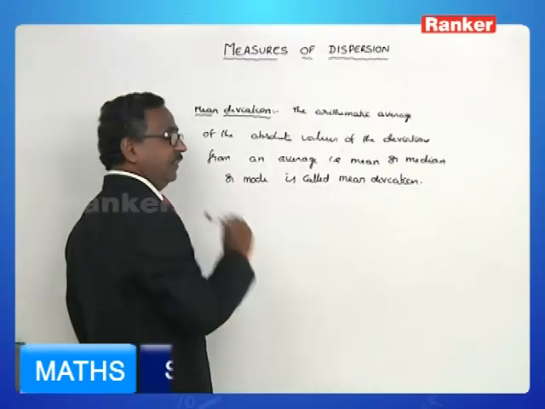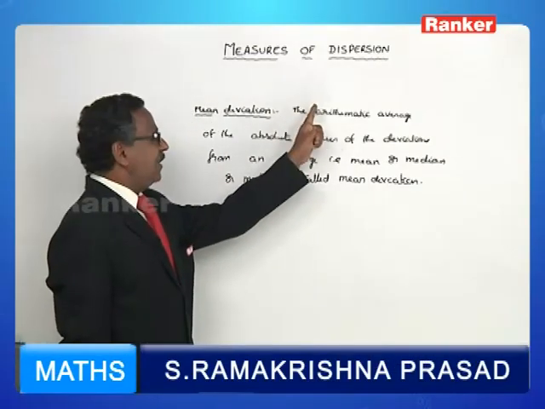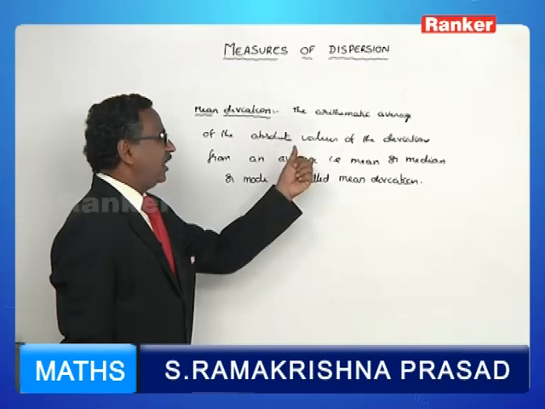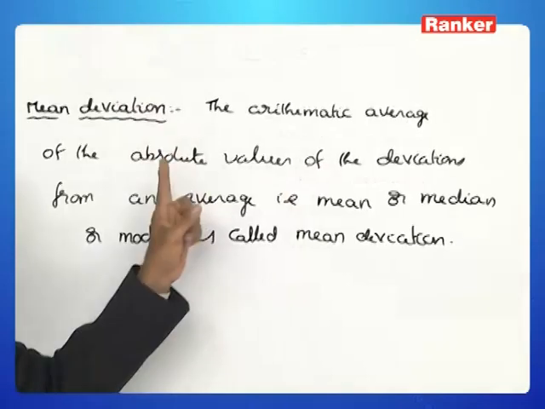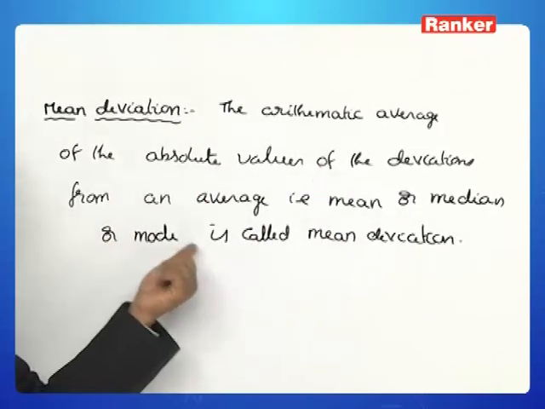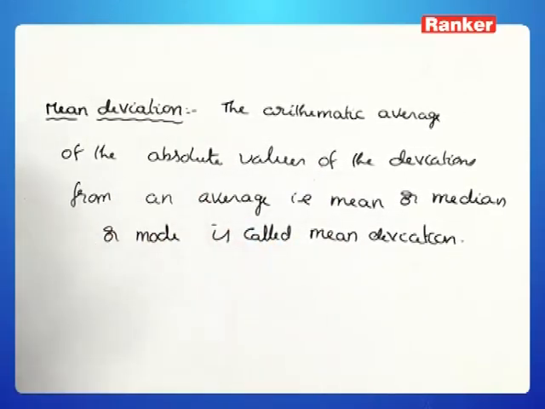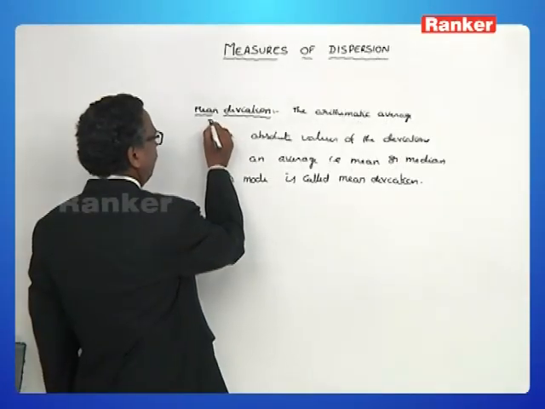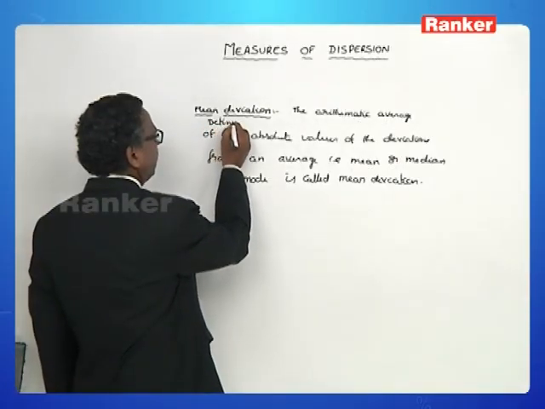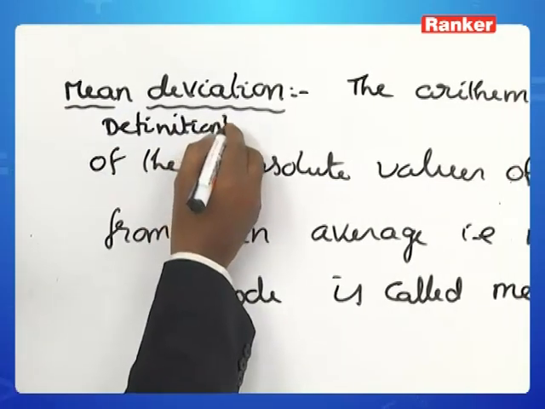Now, the mean deviation is nothing but the arithmetic average of the absolute values of the deviations from an average. Average is nothing but either mean or median or mode. This is called mean deviation. This is the definition of mean deviation.